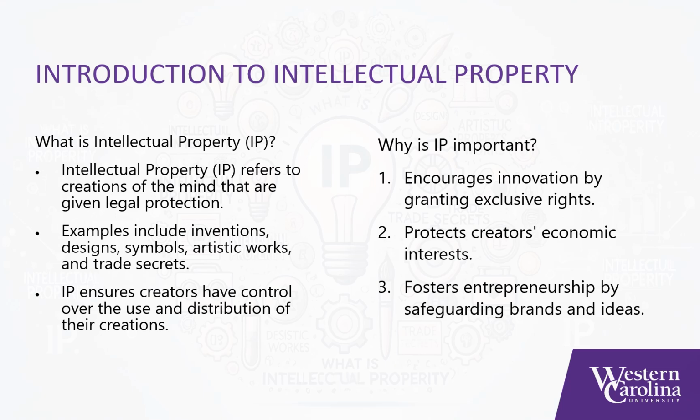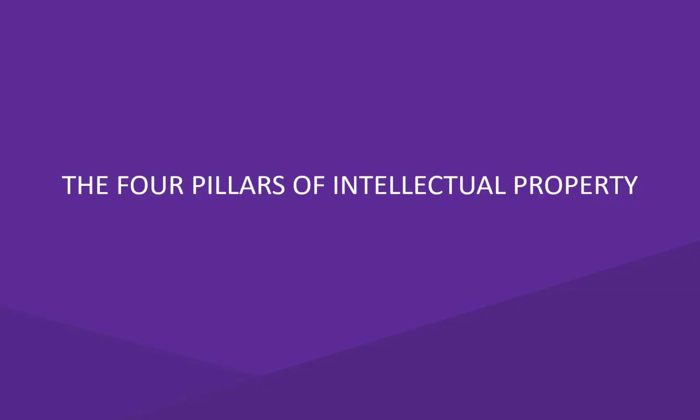Next, let's take a look at the four pillars of IP protection. There are four main categories of IP. Patents protect inventions and processes. Trademarks protect brand identity like logos and slogans. Copyrights protect artistic works like books, music, and software. And trade secrets protect confidential business information like formulas and strategies. These categories each serve a different purpose, and understanding them will help you identify and protect your IP.